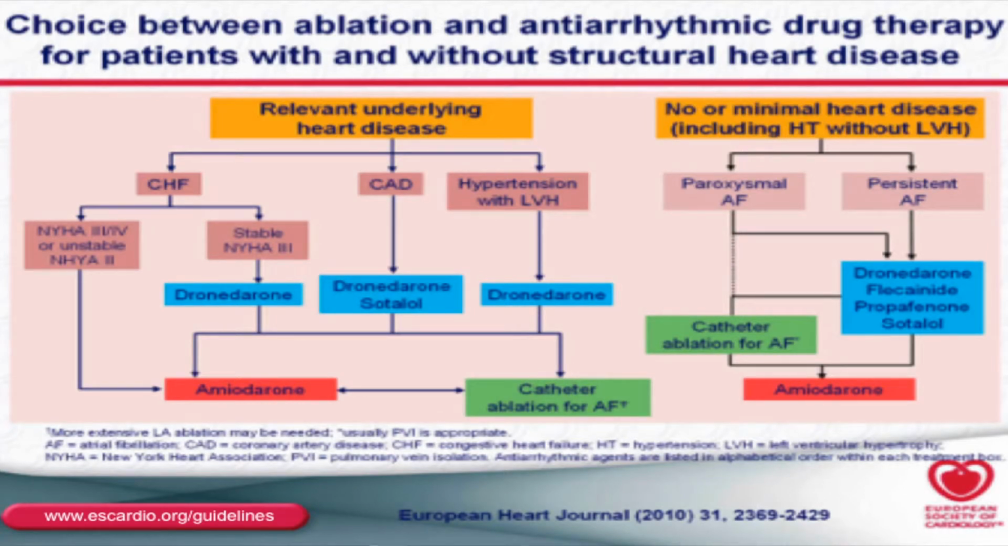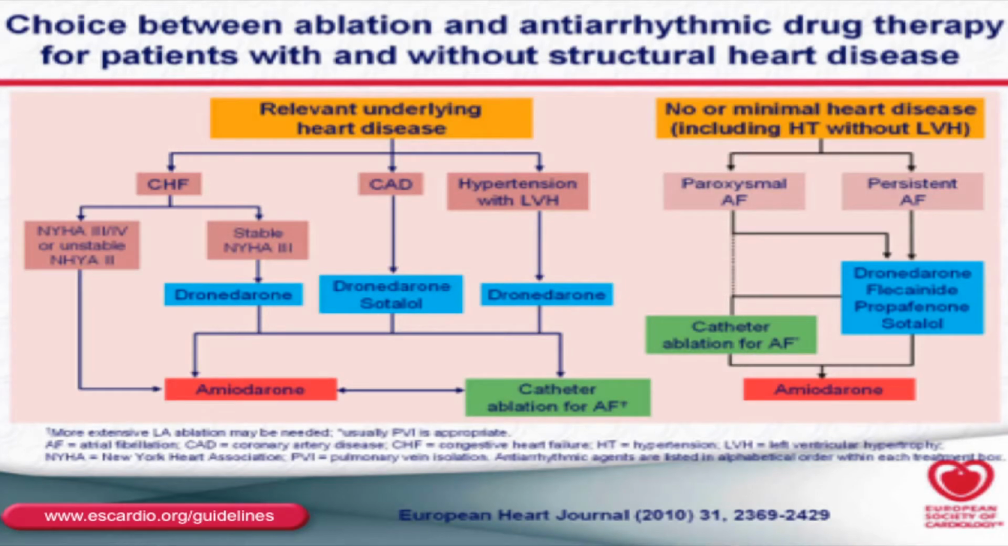In Europe, they don't use sotalol as much, but in the States, we do use sotalol in patients with heart failure. It can worsen heart failure at times just because it's a beta blocker. Stable heart failure, you can use dronedarone. Patients with coronary disease, you can't use the 1Cs like flecainide or Rhythmol, but you can use dronedarone and sotalol. So these are all first-line options. Hypertension with LVH, again, you can't use 1Cs such as flecainide and Rhythmol, but you can use dronedarone or amiodarone as a last line of therapy. And catheter ablation in those patients is usually second-line therapy.